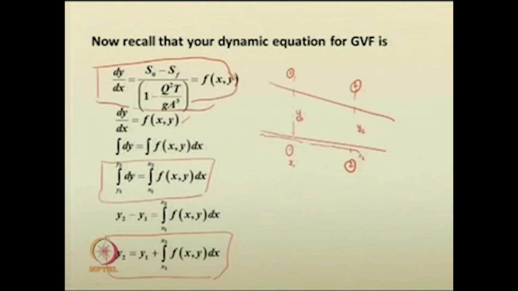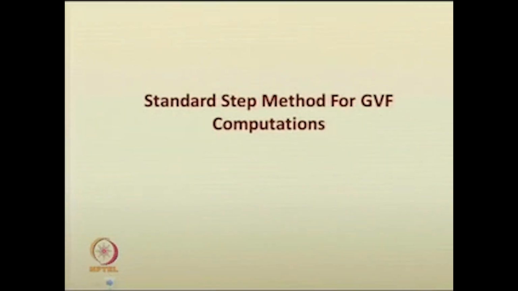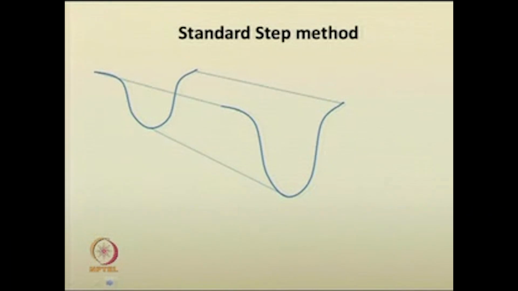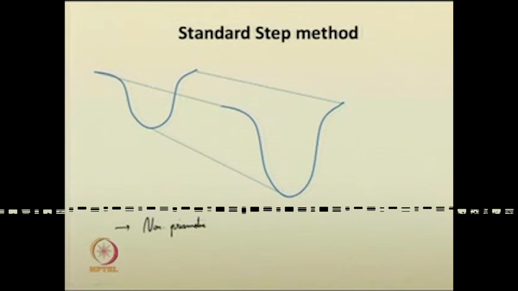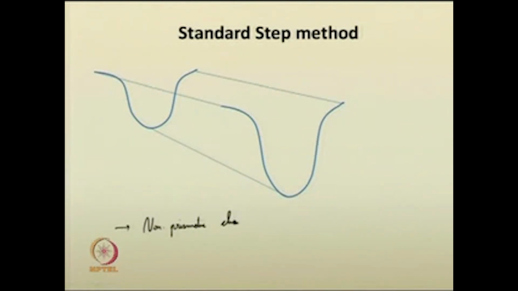So, you have seen the various forms already, how to evaluate y 2 based on the value given at y 1. This is called the step process. You have seen the direct step method, and you have also seen the Runge-Kutta method. Today, we will see the standard step method for gradually varied flow computations. The standard step method is normally used for non-prismatic channels.